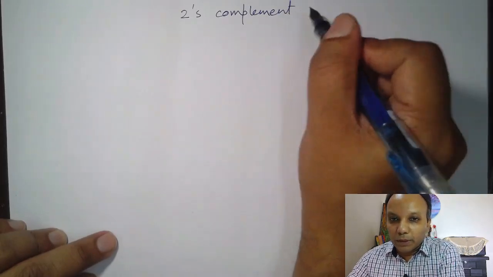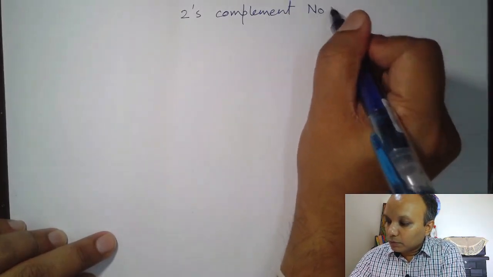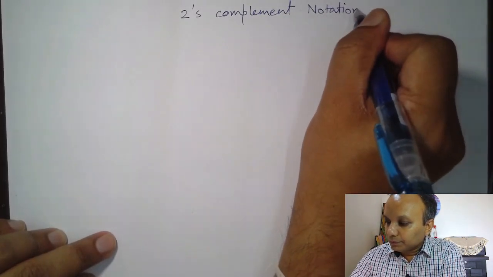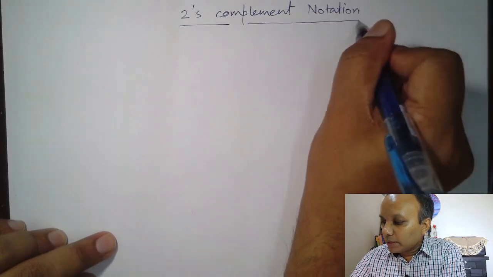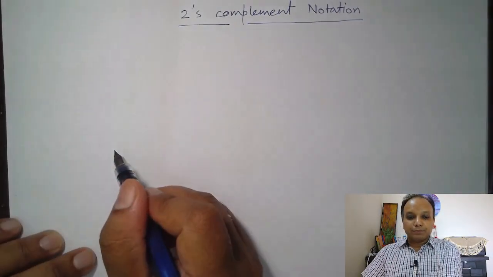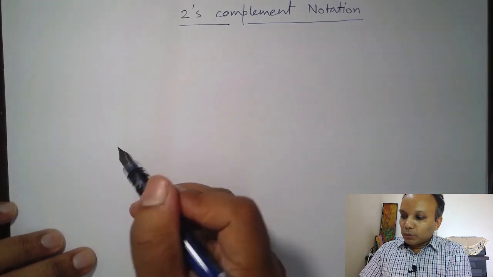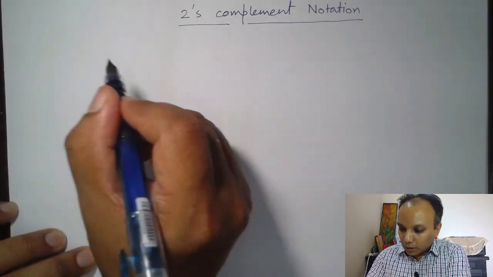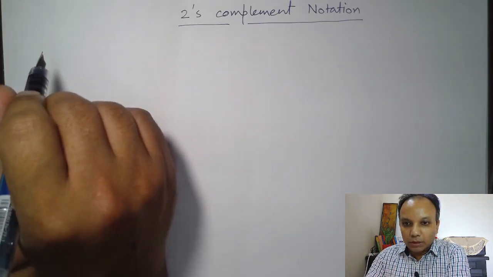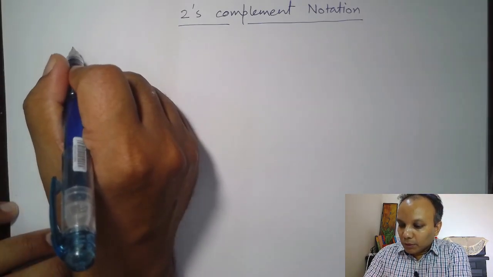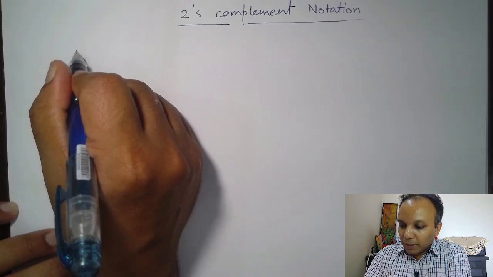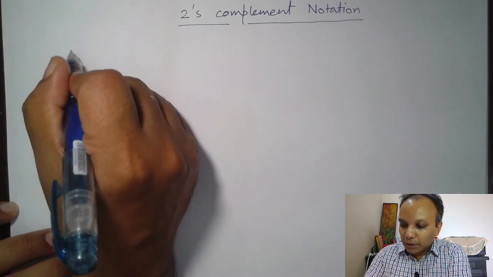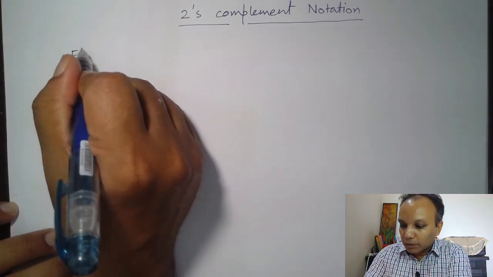So, 2's complement notation. Now what does this 2's complement notation say? I will just very briefly talk about the way we can mathematically represent the 2's complement number.